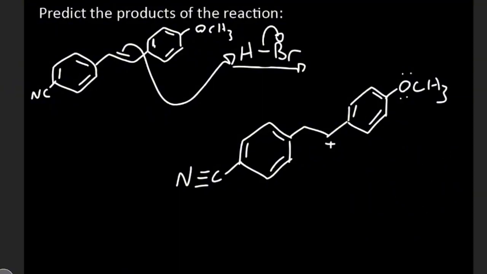So the partial positive charge is going to want to be closer to the ring that has electron donation. That way it stabilizes the positive charge. So this positive charge is going to be right here. And that means that the hydrogen added on this side, which means that the bromine is going to add on this side. So that would be your final product.